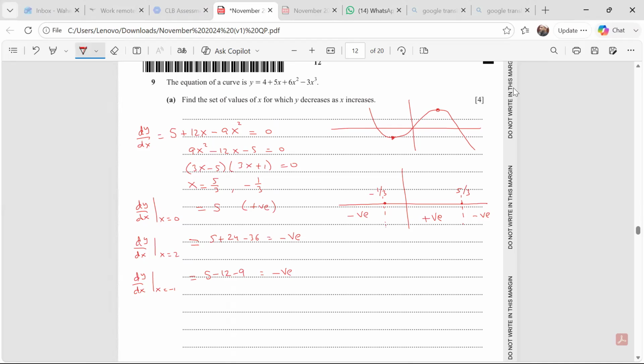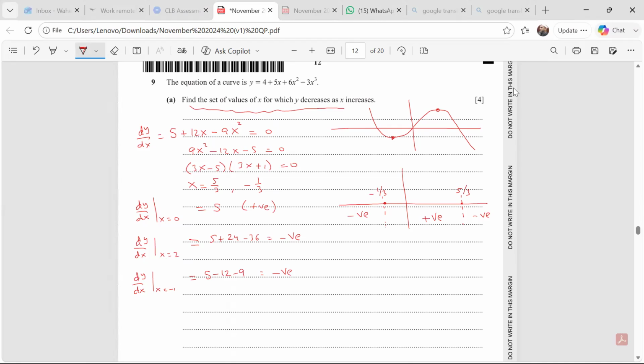So you can see that when x is less than minus 1/3, and when x is more than 5/3, in these ranges, when x is increasing, y is decreasing, or the derivative is negative. So that is the answer to this question: the values of x for which y decreases as x increases.